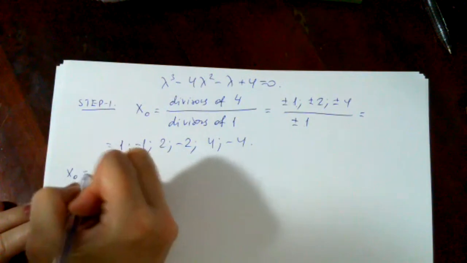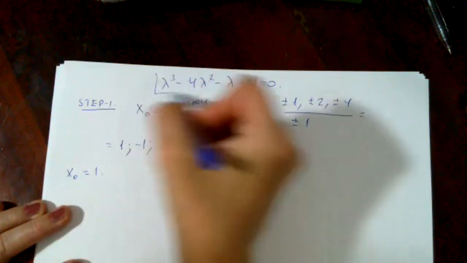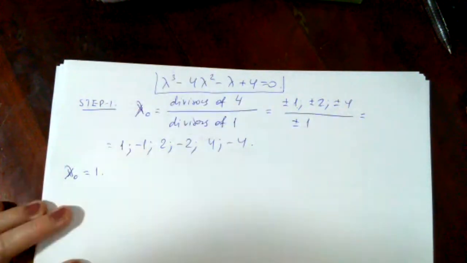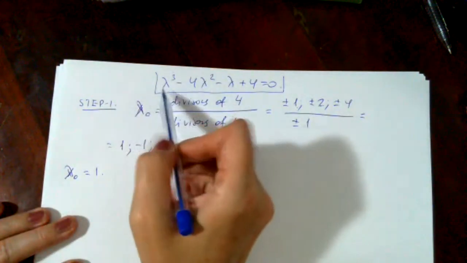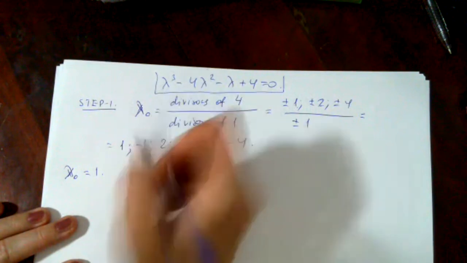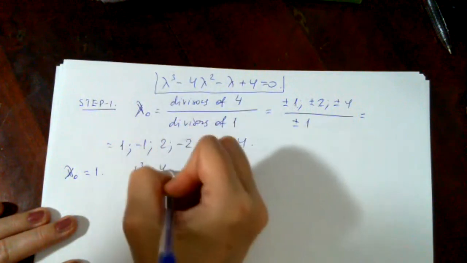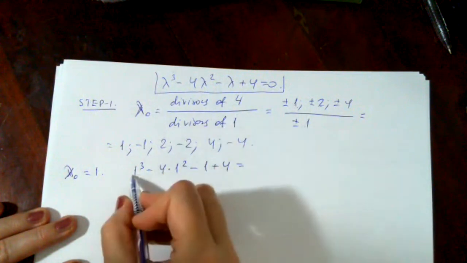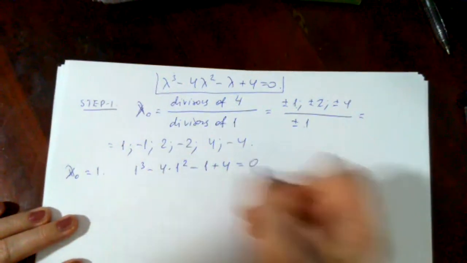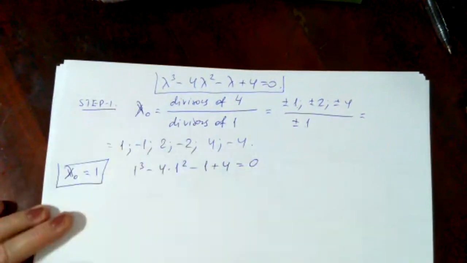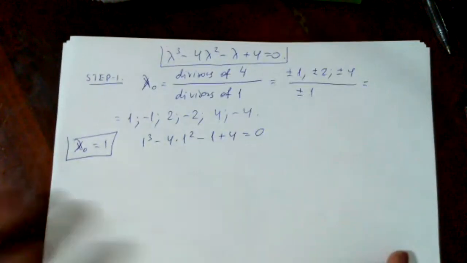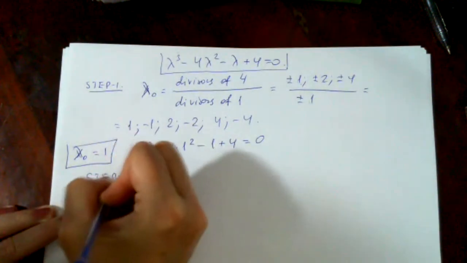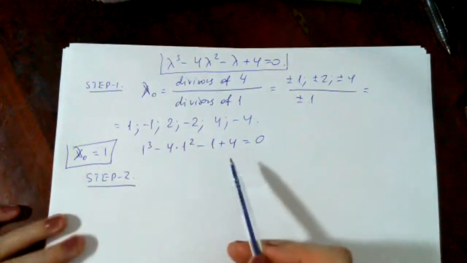So x0 is equal to 1. Let's plug it in. Oh, not x, by the way, it's lambda. Lambda, of course, sorry, it was lambda 0. Okay, let's plug in lambda is equal to 1 into this equation. So 1 cubed minus 4 times 1 squared minus 1 plus 4 is equal to what? 1 minus, oh, it's 0. So we immediately guessed the root. We are very lucky, unlike in the first example during this tutorial. Okay, it means that we can switch to step 2 immediately. So what do we need to do?